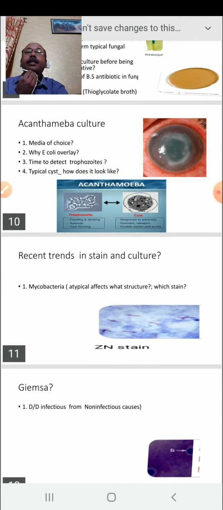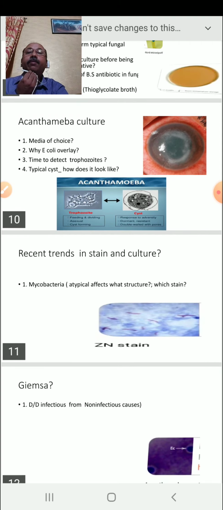Next comes the Acanthamoeba culture. It is of great importance because Acanthamoeba nowadays is creeping up, especially in monsoon season. Now the media of choice is non-nutrient agar with E. coli overlay. Now the question is why the E. coli overlay is given. It actually provides energy for the growth of the Acanthamoeba.